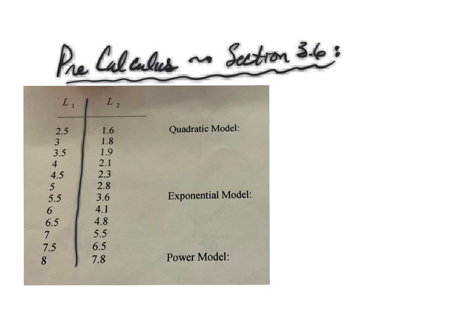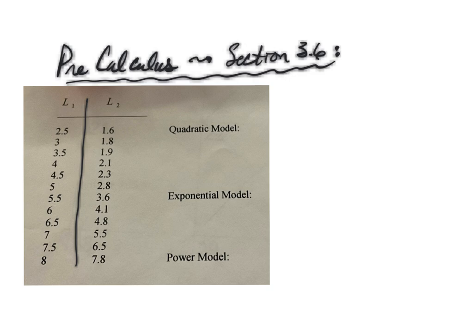And then the second list, 1.6, 1.8, 1.9, 2.1, 2.3, 2.8, 3.6, 4.1, 4.8, 5.5, 6.5, and 7.8. So I won't waste a whole bunch of your time, but at least on this first one, I'm just going to remind everybody how to get to a scatter plot.